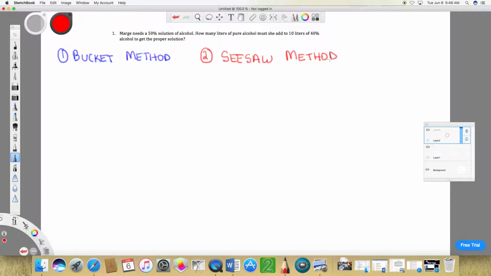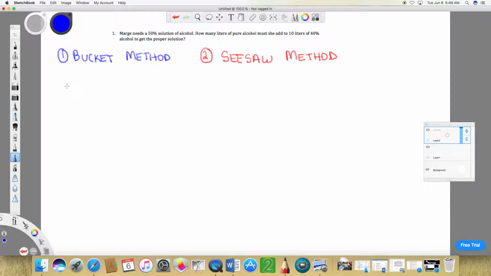All right, so let's do this. Now, I believe that if you were to go on YouTube and search mixture problems, the method that you're going to see the most often is the bucket method. But I don't necessarily know if it's the better of the two methods. The seesaw method, as you will see, does appeal to your logic. All right, so let's do this bucket method first.